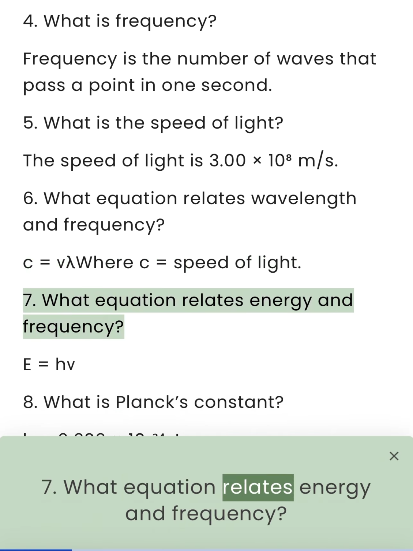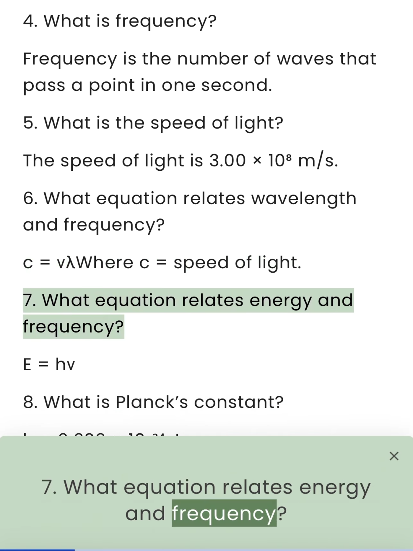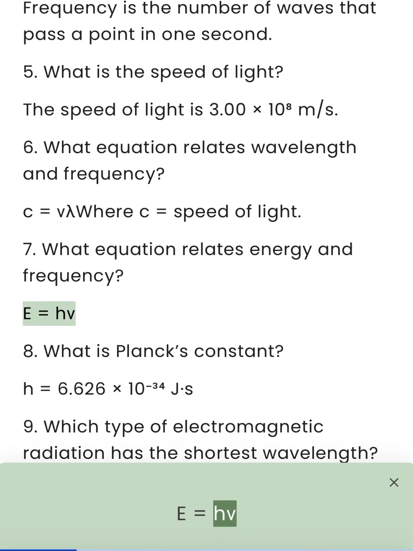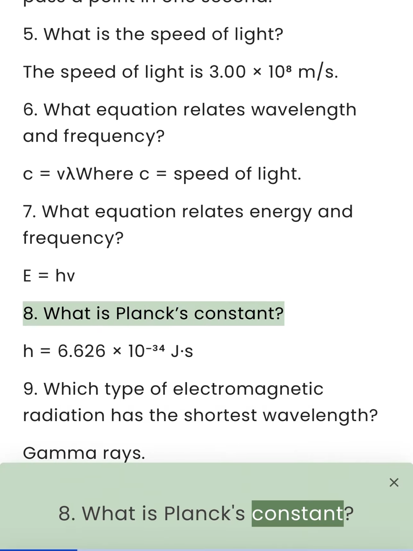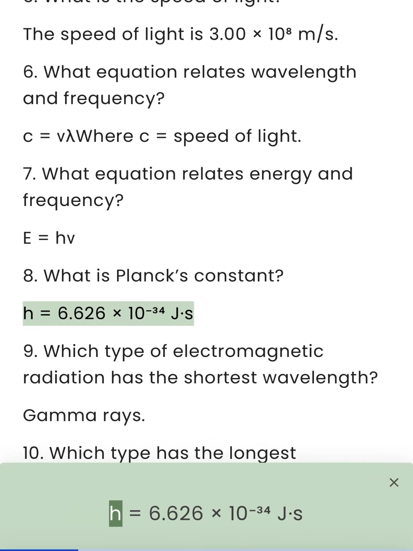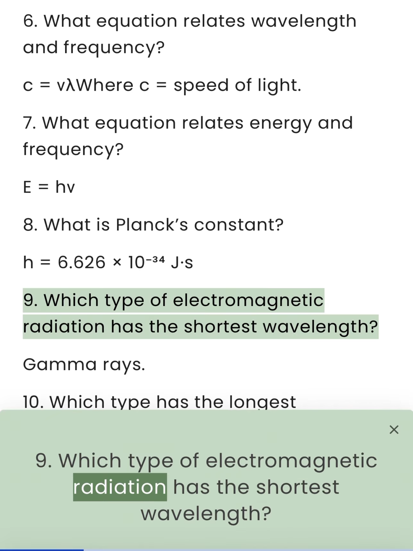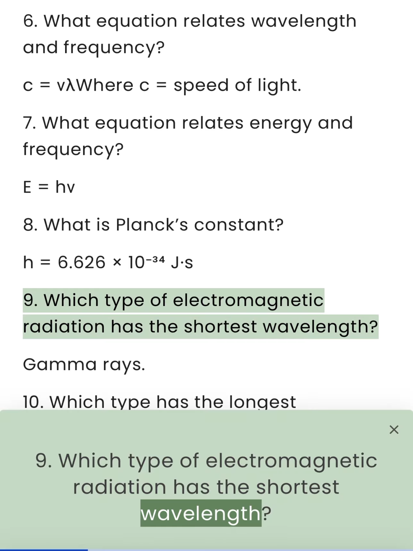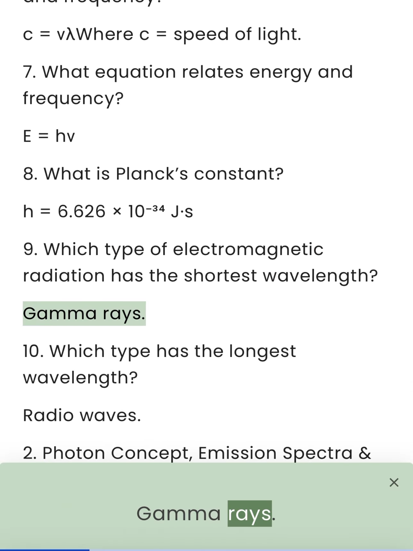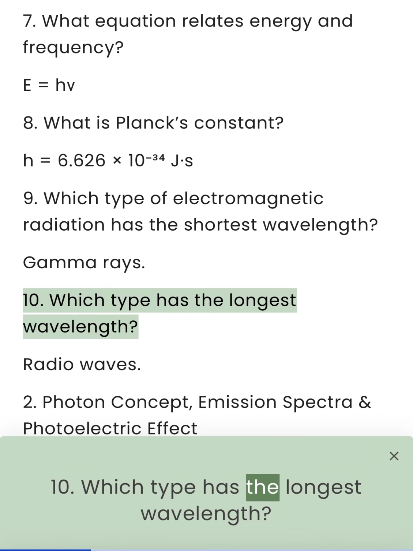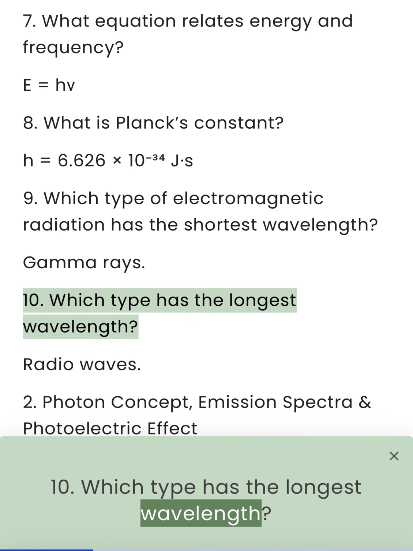7. What equation relates energy and frequency? E equals h nu. 8. What is Planck's constant? h equals 6.626 × 10^-34 J·s. 9. Which type of electromagnetic radiation has the shortest wavelength? Gamma rays.